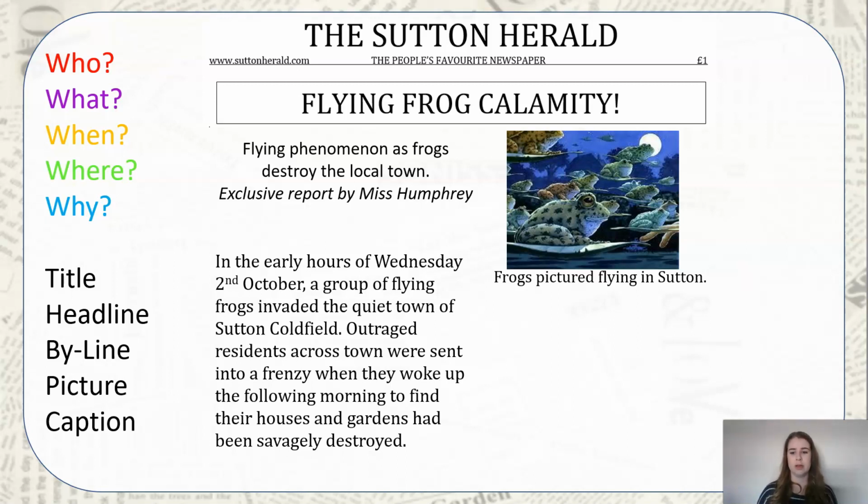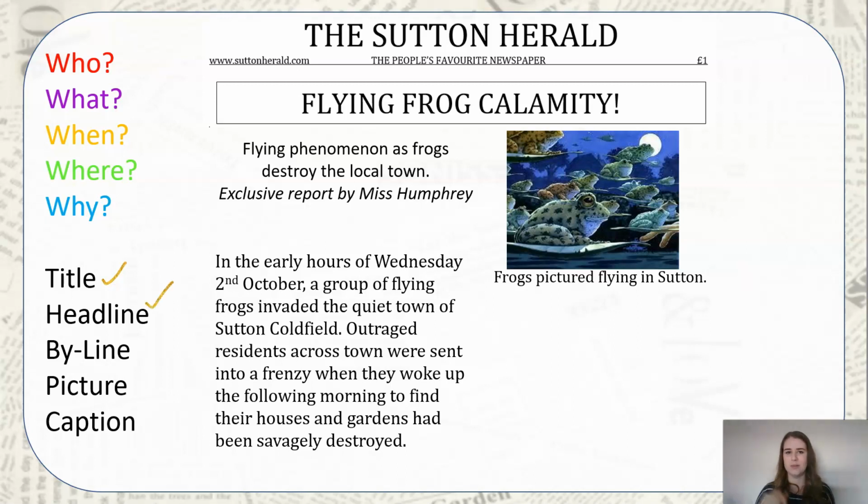Okay, well, first of all, I'm going to check. Have I included a title? Well, my title of my newspaper here says it's the Sutton Herald. So I can tick that off. I know I've done that. Then I need to think, well, have I included a headline? So this is the headline about what my story is about. Now, I decided to use a bit of alliteration with mine. So I went for Flying Frog Calamity. Now, calamity is a big problem, a big drama, and I know that they caused a lot of issues. So I can tick that off.